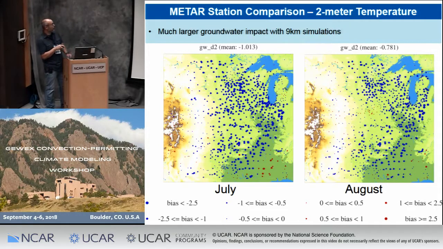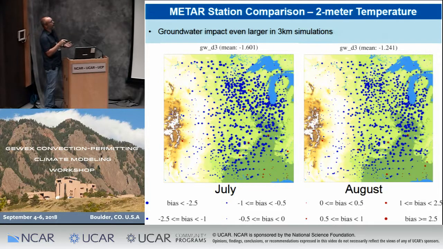But if we look at domain two, which is the 9-kilometer runs, the effect of the groundwater is much more significant over this region, reducing the warm bias on the order of a degree on average over this whole region. And again, it increases even more for the 3-kilometer simulations, where it's now about a degree and a half or so. So we're seeing a little bit of difference in the effect between some of the earlier simulations we did and these simulations, although locally these bias reductions are larger than 3 degrees. Over here we're averaging some of this out by including some of these other areas.